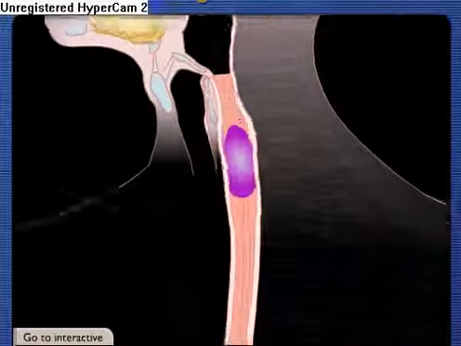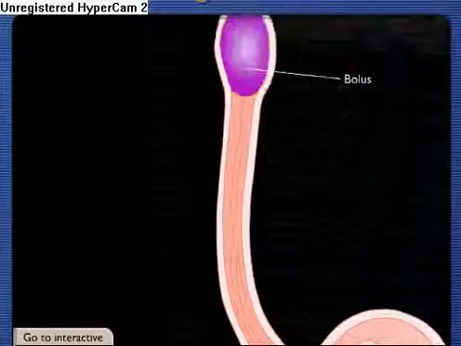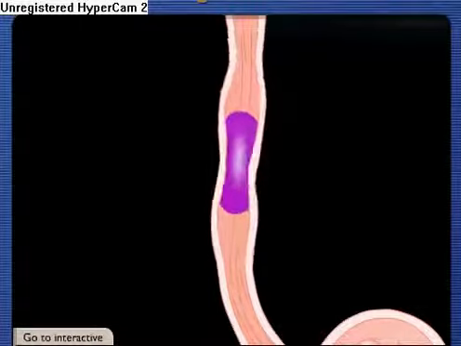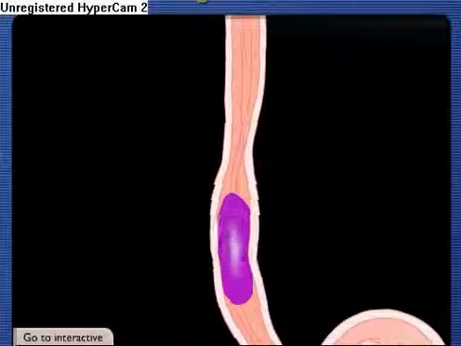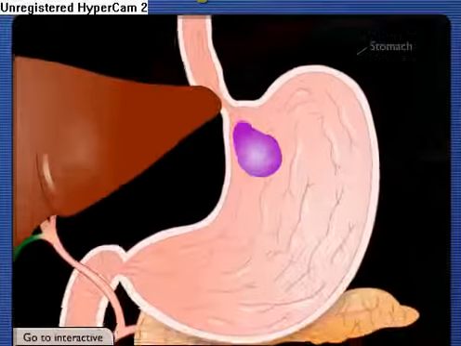The one-way movement of the food mass, now called a bolus, is controlled by wave-like involuntary muscle contractions. This movement is known as peristalsis. The bolus now enters the stomach.